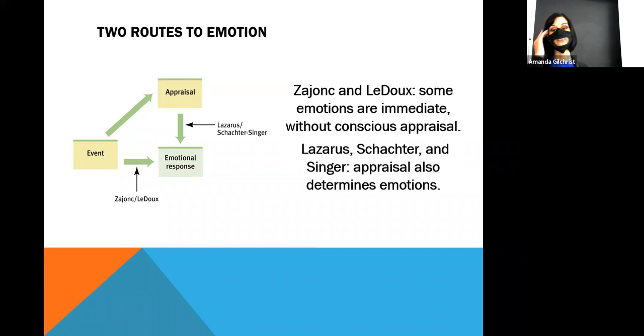On the other hand, another researcher by the name of Lazarus, as well as Schachter and Singer, who developed the two-factor theory of emotion, said we do occasionally require cognitive appraisal. We need to actually think about what's going on before we can have an emotional response. So there are two different routes to having an emotional experience. One requires an appraisal, the other one does not. Sometimes we call this the low road of emotion because we don't need that cognitive appraisal. When we do need the cognitive appraisal, we call that the high road of emotion.